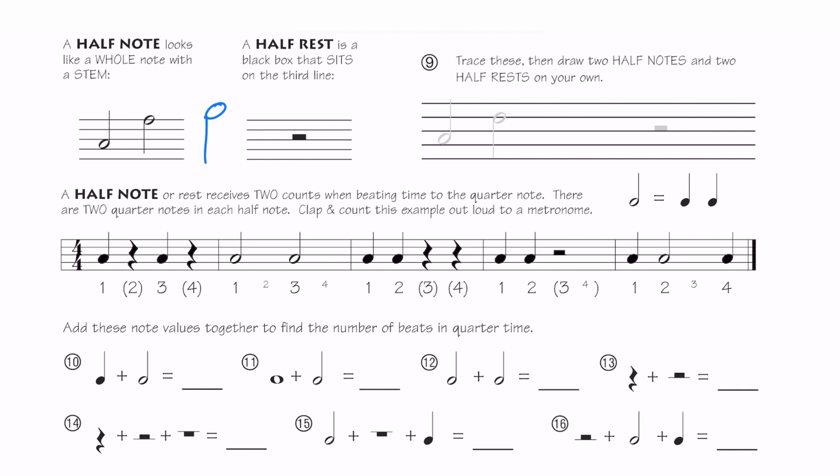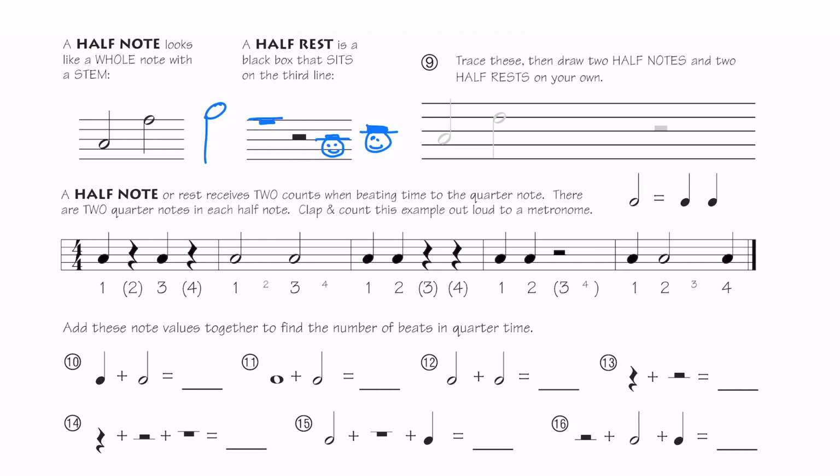If it's on or above the third line, the stem goes down, or if it's below the third line, the stem goes up. A half rest is a black box that sits on a line. Okay? Remember, a whole rest holds on to a line. A half rest, I like to say, looks like a hat. So if I have a staff line, a half rest is the black box that sits on the line and looks like a hat. Kind of a funny face hat.